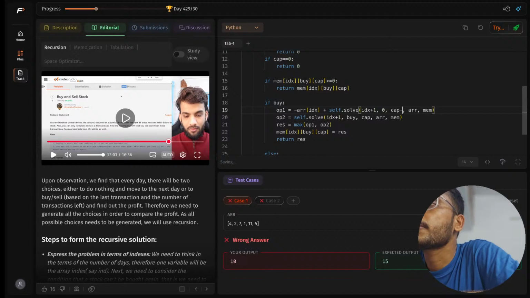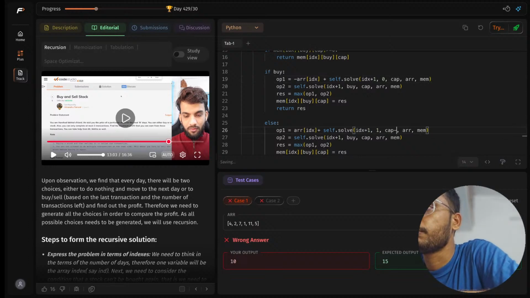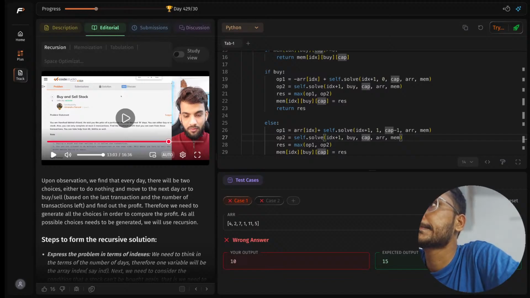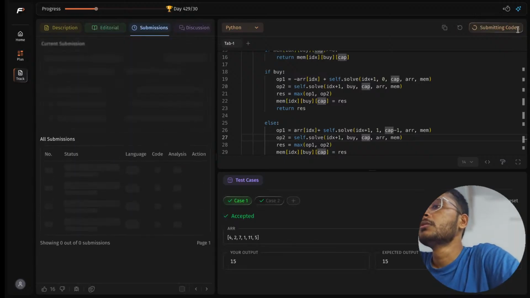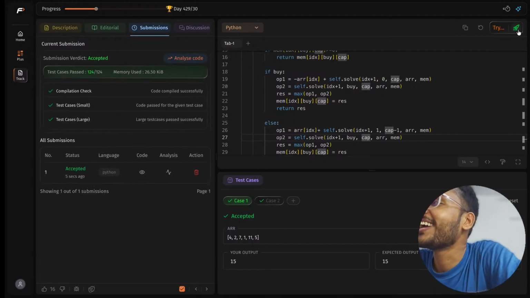Okay, I think capacity should be same when we are buying. Then only once you are making a full transaction, then you should reduce the capacity. Capacity -1. See, perfect. Hey, hip hip hooray.